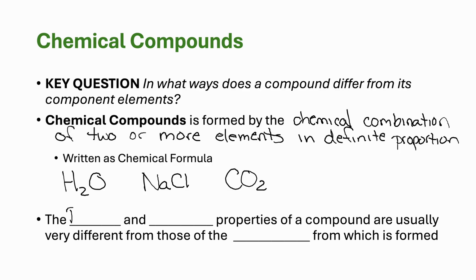So in a chemical compound, the physical and the chemical properties of a compound are usually very different from those of the elements from which it is formed. In other words, if you take sodium, which is an explosive metal, and chlorine, which is a deadly gas, and you combine them together, you put it on your food and make table salt. So the physical and chemical properties are much different when they are combined together.